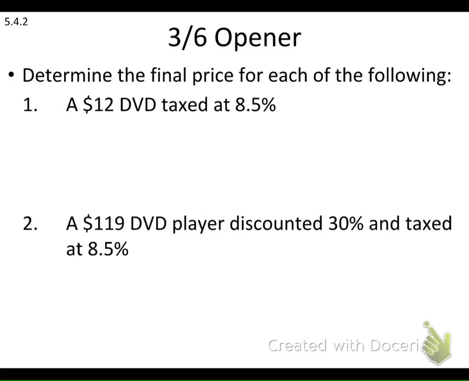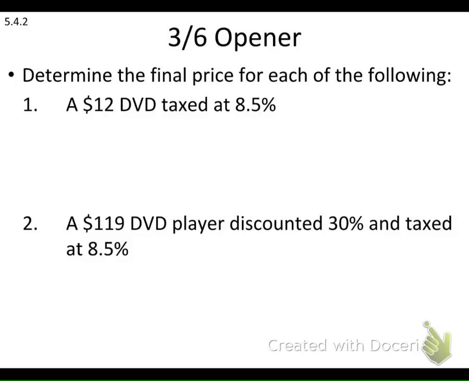Today's opener, the direction says, determine the final price for each of the following. So if you go to Target, there's a DVD on sale there for $12. When you get to the register, it's taxed at 8.5%. So what's the first thing that you're looking for here? What are you trying to determine? So if it's $12 and it's taxed at 8.5%, what information am I trying to find out? Yeah, the total price, how much it's going to cost me.